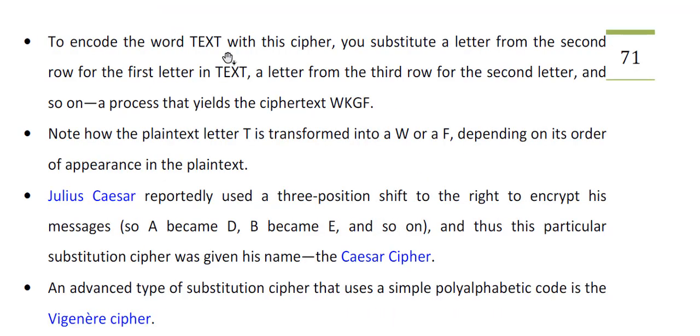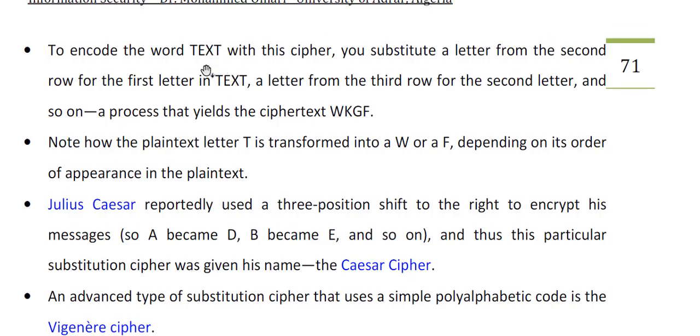So using the same polyalphabetic technique, if we are using the text, we'll end up with a ciphertext WKGF, and this cipher is more secure than a monoalphabetic one, because the first T and the last T were encrypted into two different letters, W and F. Which is more secure.